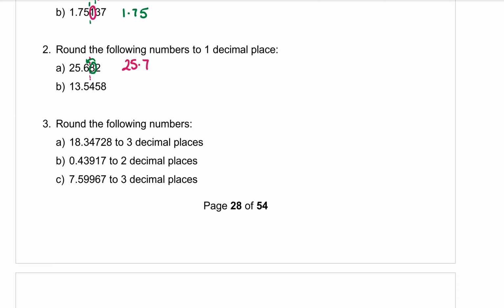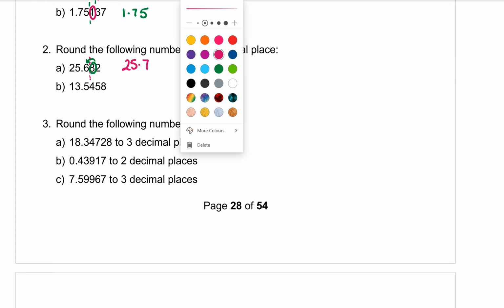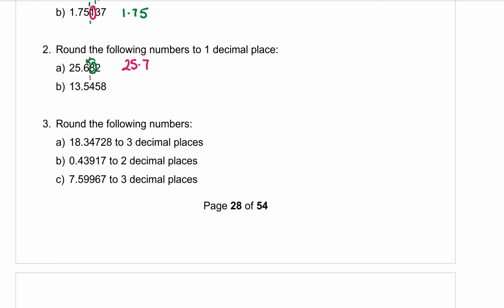Part B, also 1 decimal place. So that means that the line will go after the 5 here. And the 4 is the critical digit. Because it is less than 5, we're just going to chop the number off at that line. And the rounded answer is 13.5.